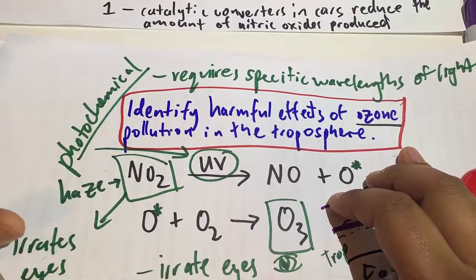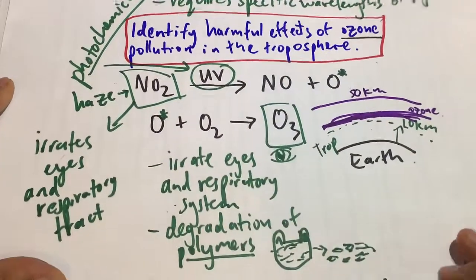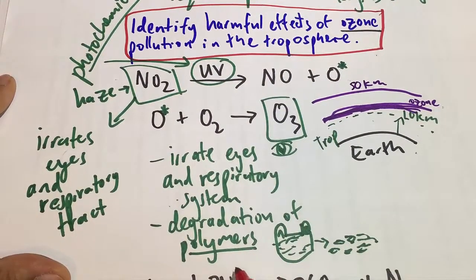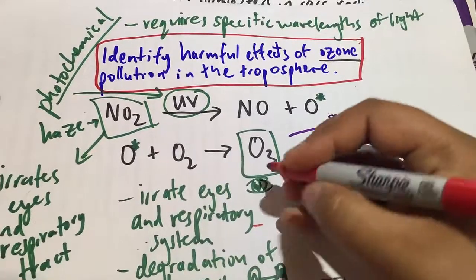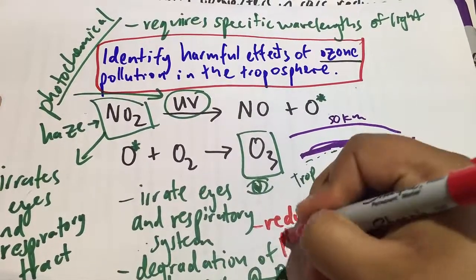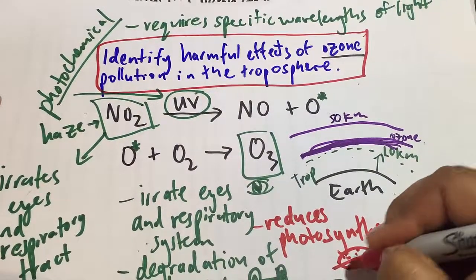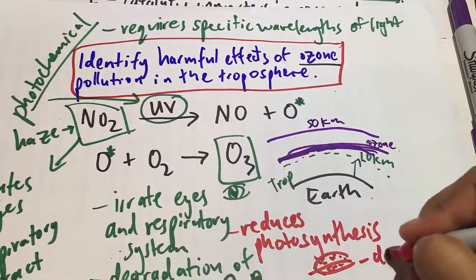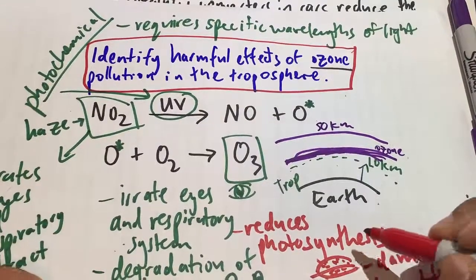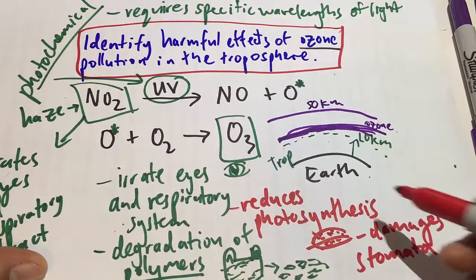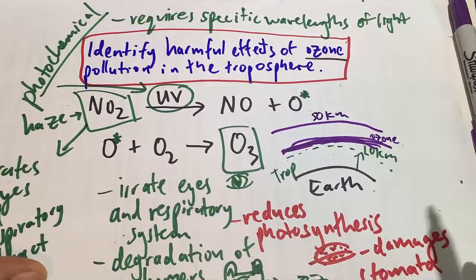Sometimes it will ask for environmental effects, and so then you just have to be careful with your responses that you're not giving everything, because if we're talking about the environment, we don't really care that much about degradation of polymers, for example. Oh, sorry, there was another one for ozone that I forgot. So another harmful effect is that it reduces photosynthesis. And the idea is that those plant leaves, it starts to get stuff on the leaves, and it damages the stomata. And the stomata are what allow gases to go in and out of the cells. And so if it can't get the gases in and out of the cells, it can't do photosynthesis, and the plants will eventually die.